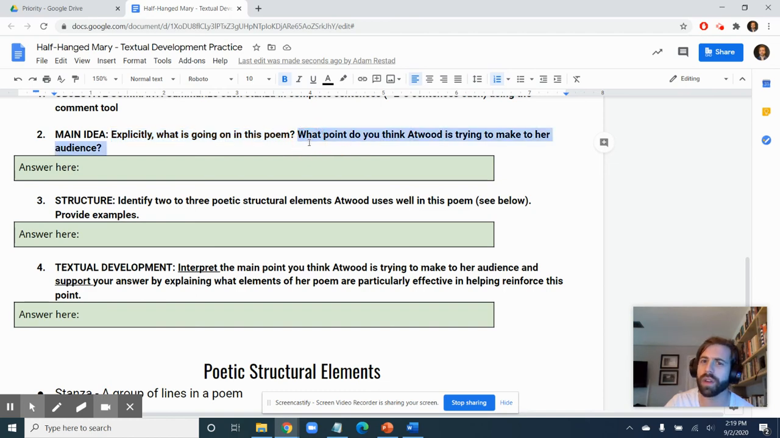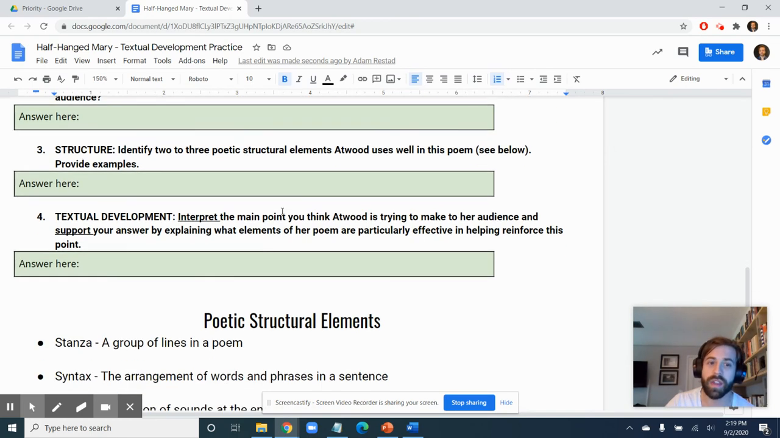And then what point do you think Atwood is trying to make? And then lastly, this one's going to be a little bit longer of an answer. Use some of those verbs that we talked about and try to interpret the main point and support your answer here. We'll go over this in class, so if you feel like you've got the answers wrong, that's okay. That's the first step to learning.